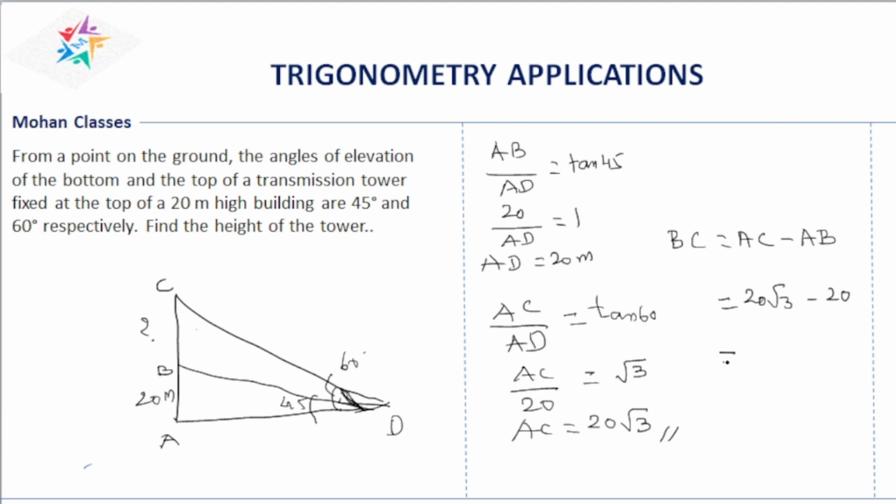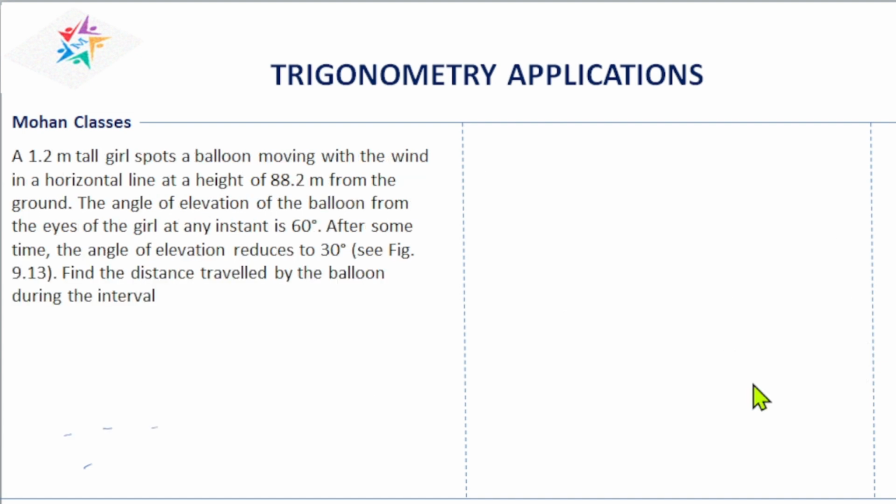So, that is equal to, we can take 20 outside, root 3 minus 1. This is the height of the tower. 20 root 3 minus 1 is the height of the tower. Understand? Now, let us move to the next.